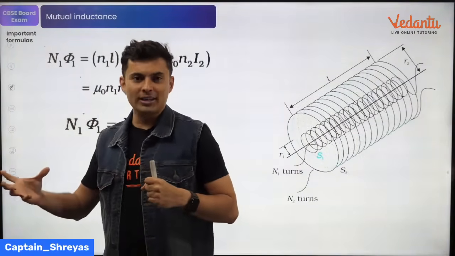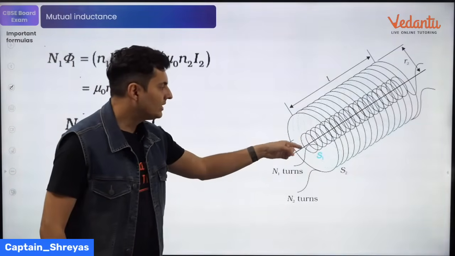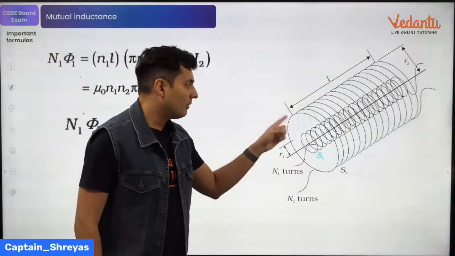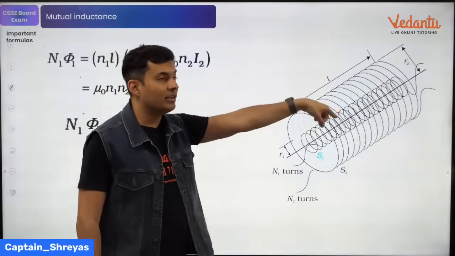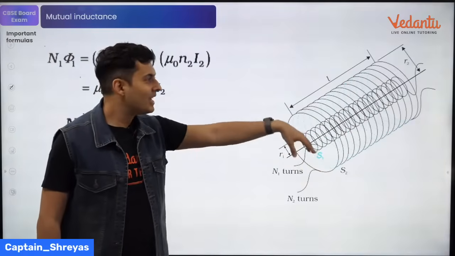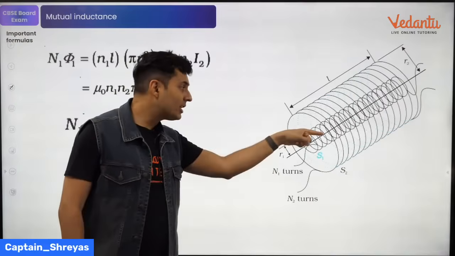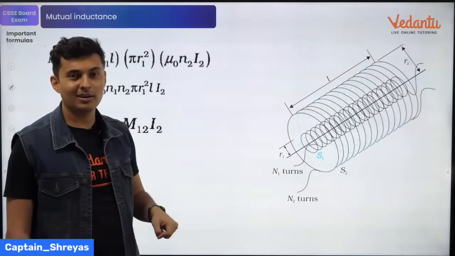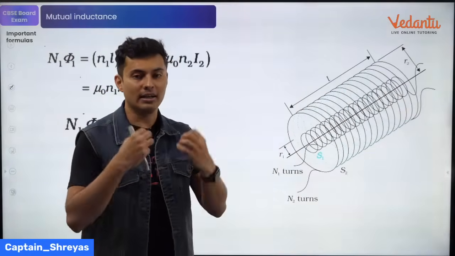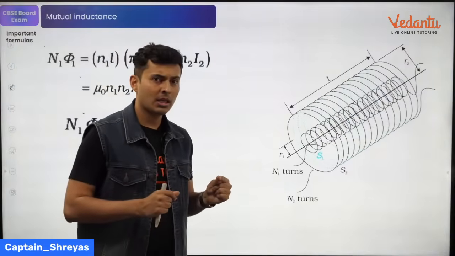So imagine there is a coil here and there is another coil. In this coil, there is some current which is changing. Because of that, it affects the other coil. If there is a change in the other coil's current, then it affects the current in the first coil. So it's a mutual effect. That is called as mutual inductance.